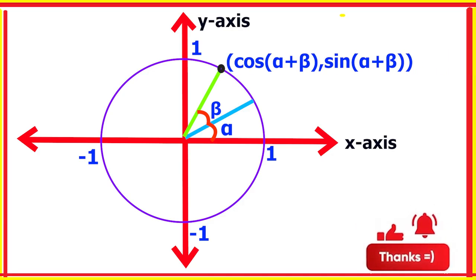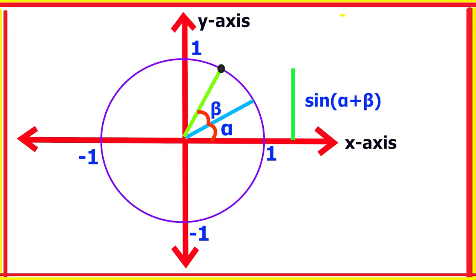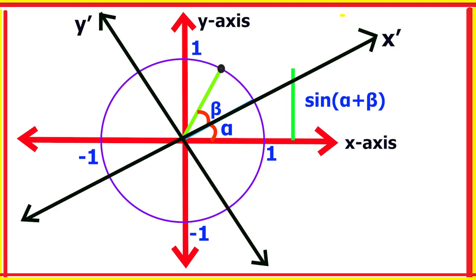Then we are looking for sine alpha plus beta, that means the length of the vertical line in green. Our target is to get the value of sine alpha plus beta. To determine this length, first let's consider the other coordinate system, x prime, y prime.